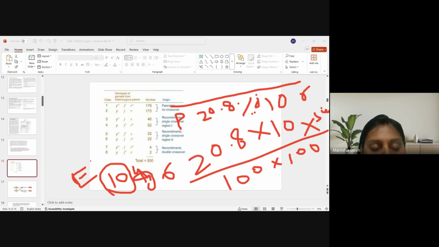What is the coefficient of coincidence? The observed number of double crossovers divided by the expected number of double crossovers. Am I clear up to this?